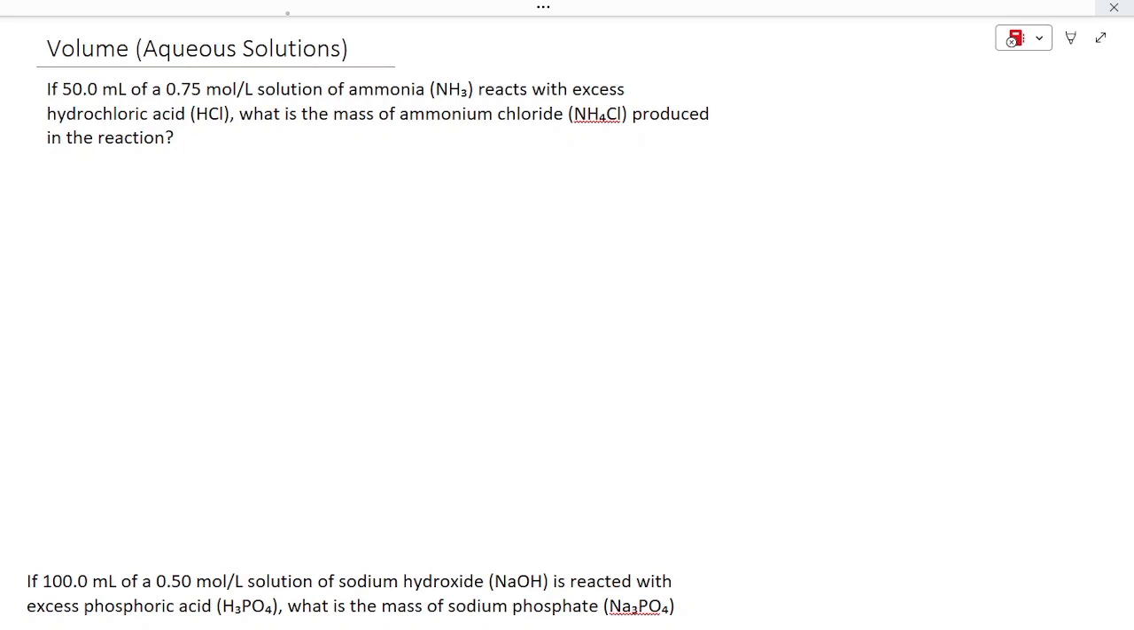Now, when you are dealing with gases, that is when you use molar volume. But in this case, when it refers to solution, we will not be looking at molar volume because we are not dealing with gases. And that is why it is very important to be able to differentiate all these situations.